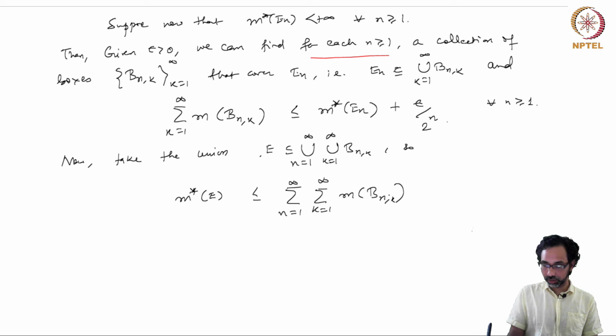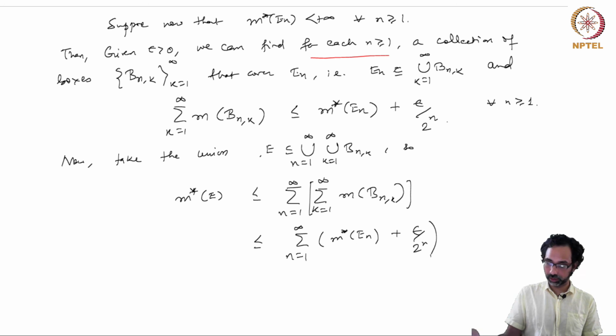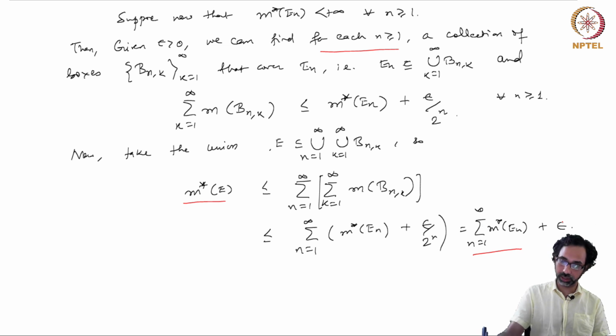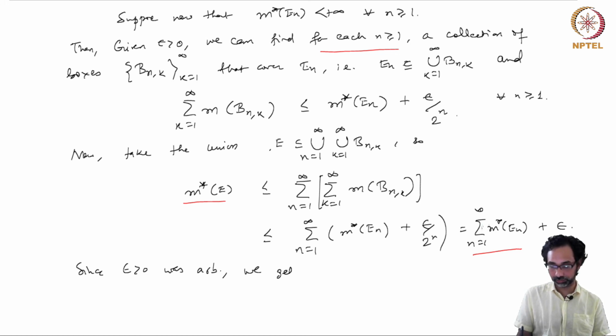So, for this double sum one can take the inner sum and use the inequality that we have. So, we get the sum n equal to 1 to infinity of m star En plus epsilon by 2 to the power n, and this last sum is equal to the sum n equal to 1 to infinity m star En plus epsilon. So, on the left hand side we have this Lebesgue outer measure of E, and on the right hand side we have the sum of the Lebesgue outer measures of En's plus an arbitrary constant epsilon. So since epsilon is arbitrary, we get the result that we wanted.